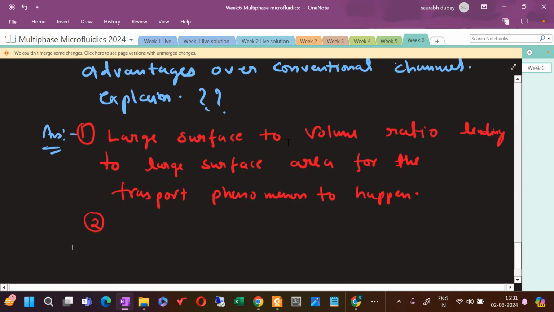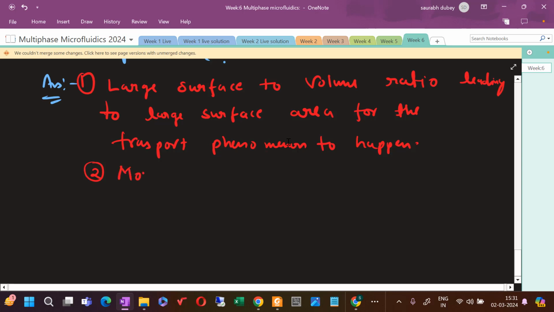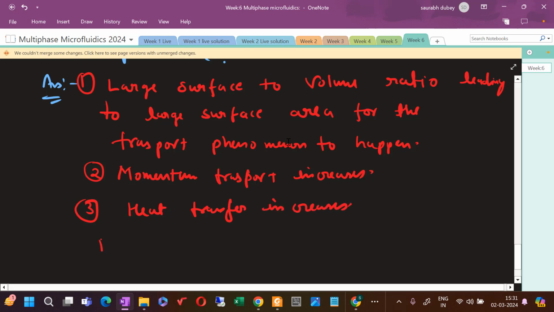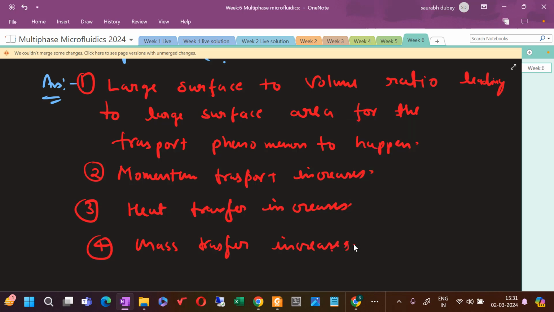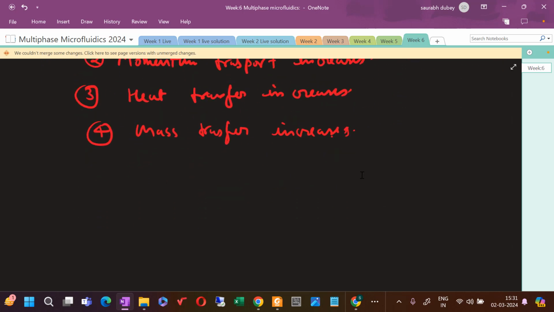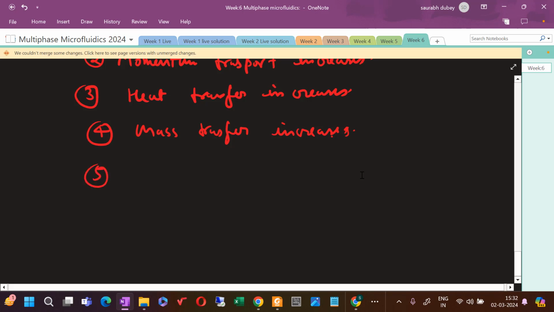Point number two is momentum transport increases. Third is heat transfer increases. Fourth is mass transfer increases. Fifth is a large interfacial area, that's why all the above three increase.